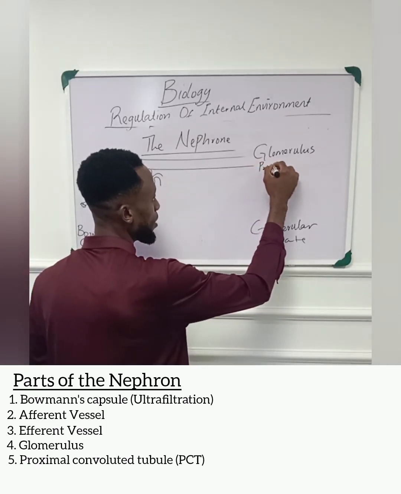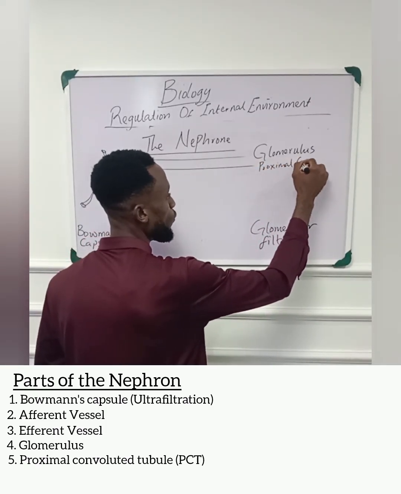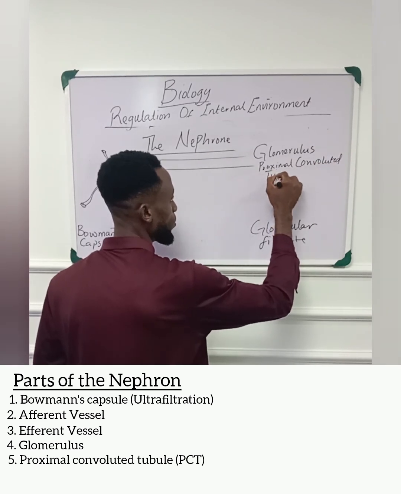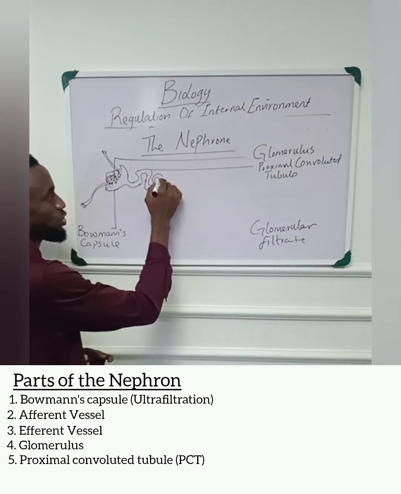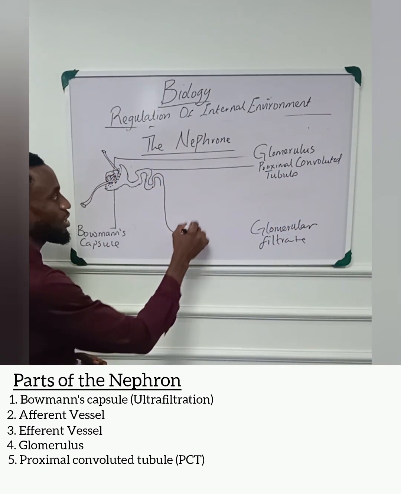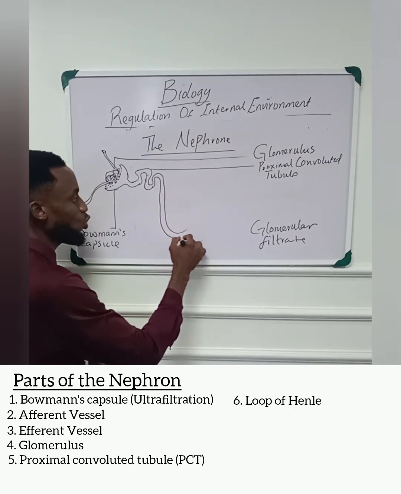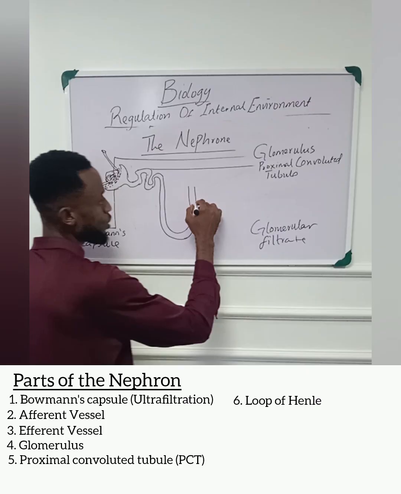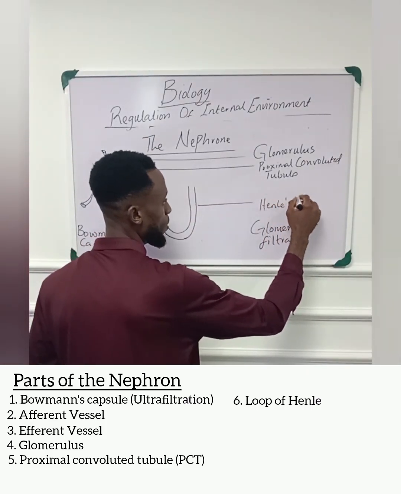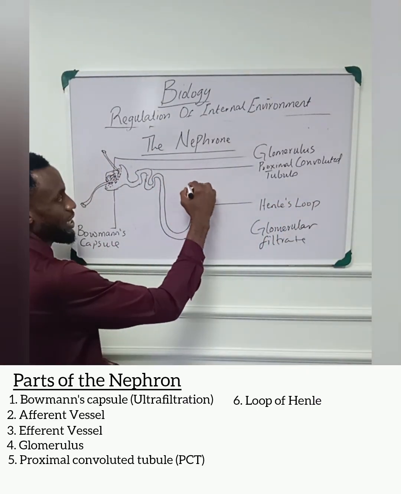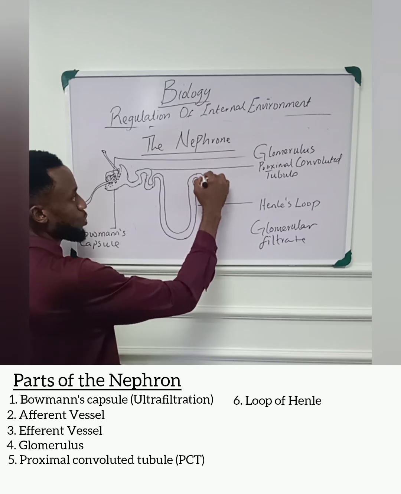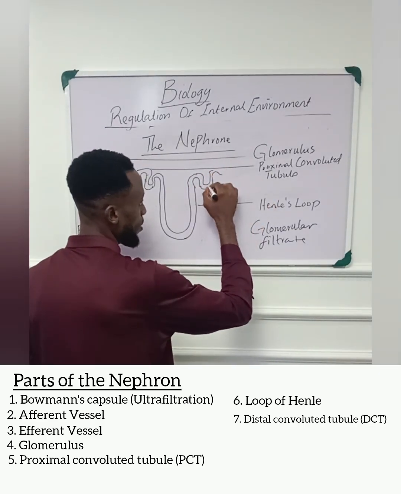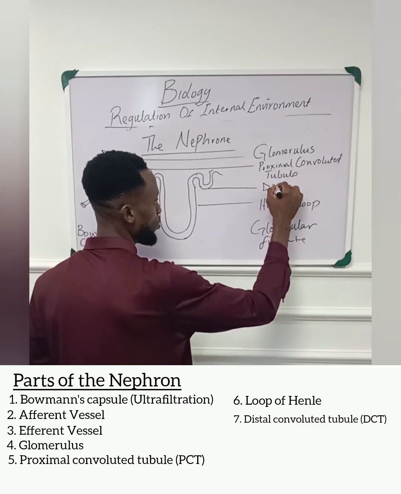The proximal convoluted tubule. And after the proximal convoluted tubule, we now have the loop. This is called the loop of Henle. Some call it the Henle's loop. And at the exit here, it still has what looks once more like another convolution, and this one is nicknamed the distal convoluted tubule.